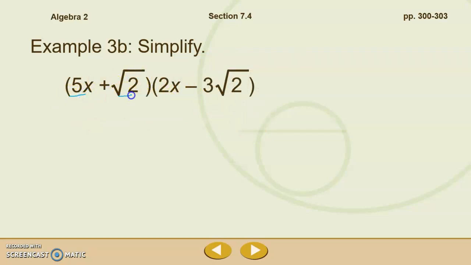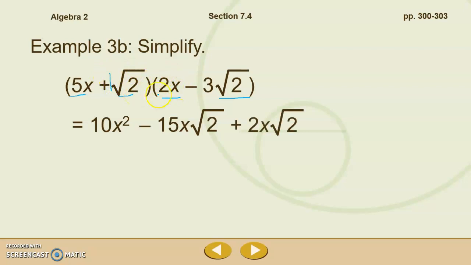Here we have binomials, and our binomials have some radicals in them, but we know the process for multiplying binomials is foiling. Some of you like the box method or other methods. You can use those as well, but we're going to go ahead and multiply our first terms. 5x times 2x is 10x squared. Our outside terms, 5x times negative 3 root 2, negative 15x root 2, and our inside terms, 2x times 1 root 2, so 2x root 2, and then our final terms, root 2 times negative 3 root 2, which is going to give us negative 3 root 4.